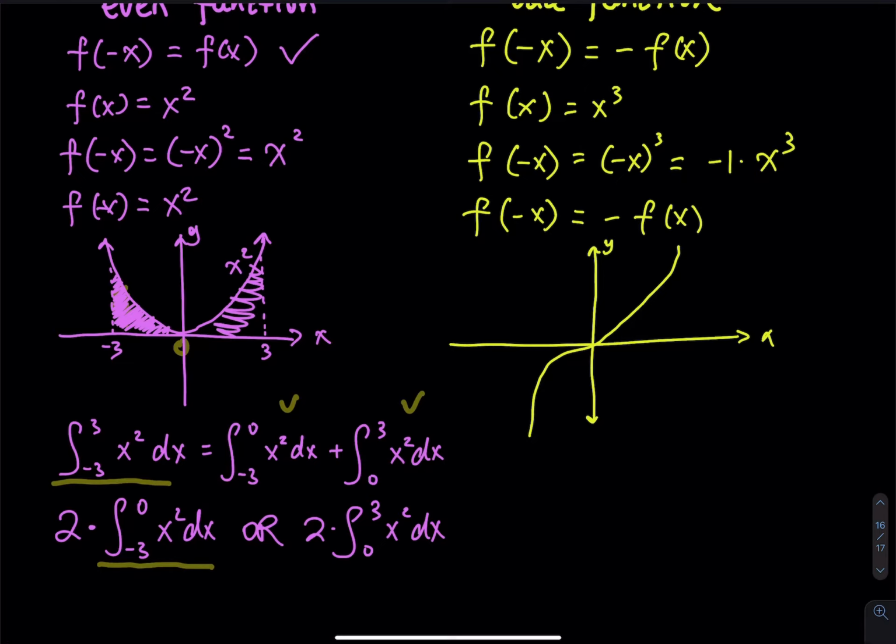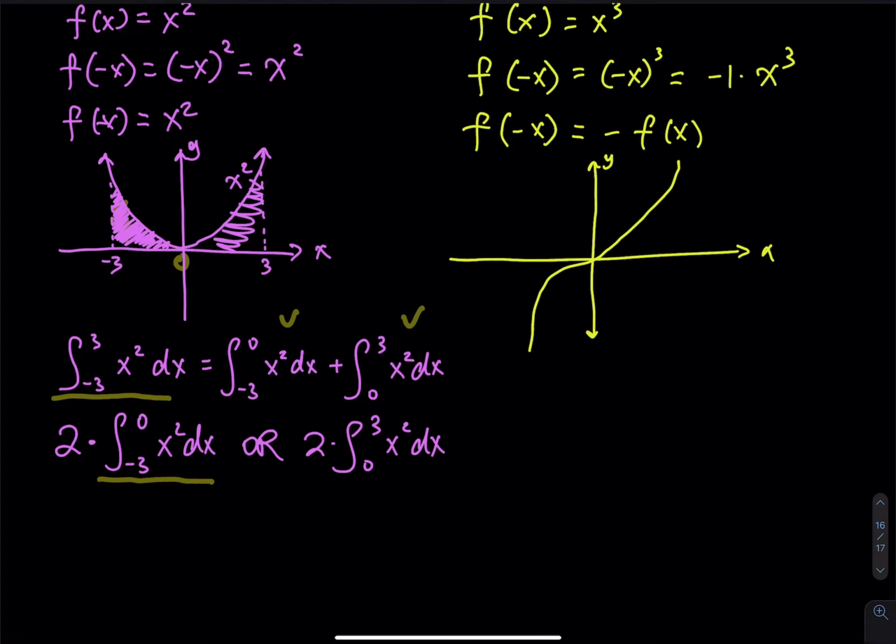How do you know that they are the same? Because they are both 3 units away from 0. But if you have an integral like this, from negative 5 to negative 3 of x squared dx, that is another story. Right? That is another story. So that is an important characteristic of the even function.